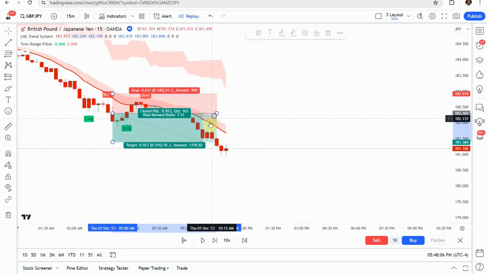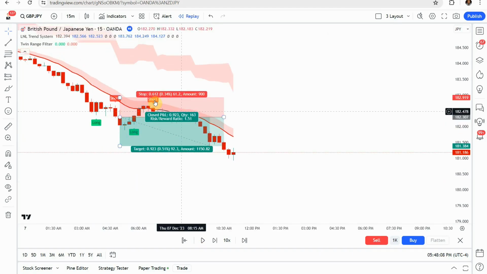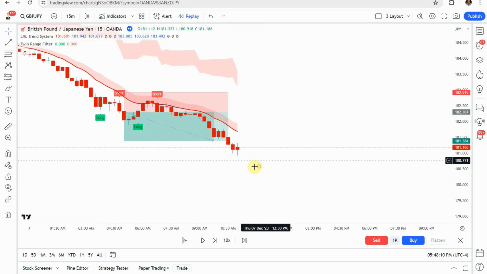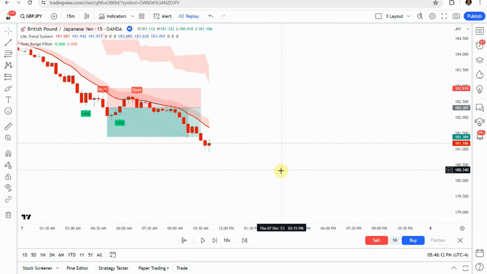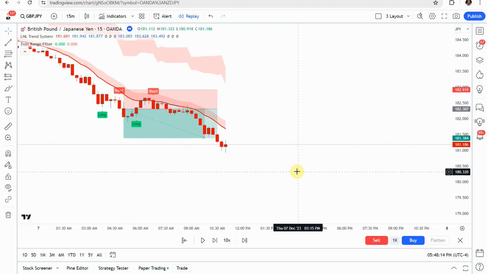And this one takes just a little bit longer. We come down, push back up, and then eventually roll over and make this push to the downside, getting us to our take profit again. Alright, so that puts us at the end of the testing right there.